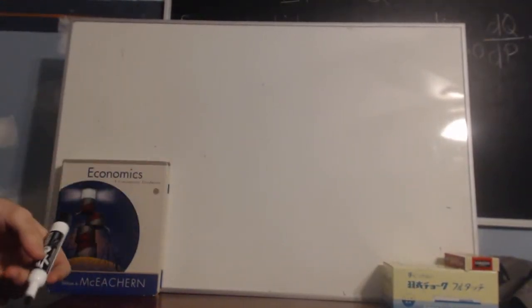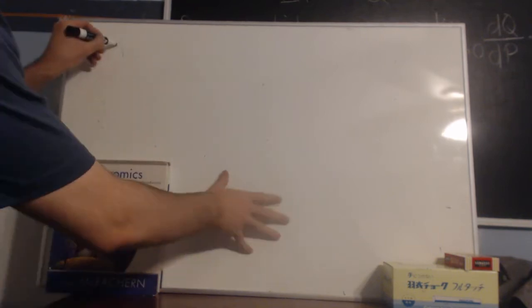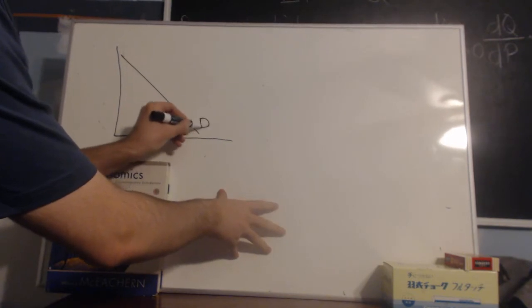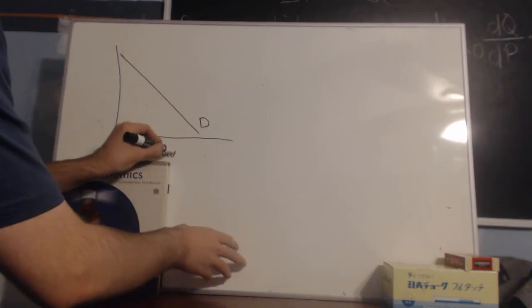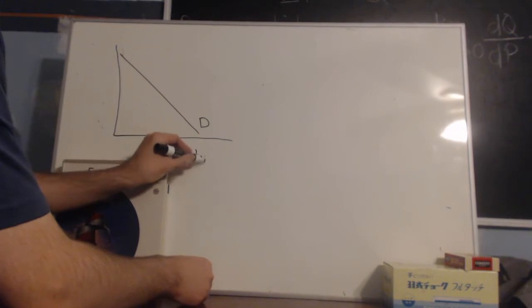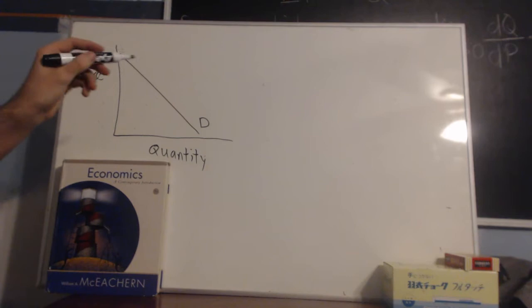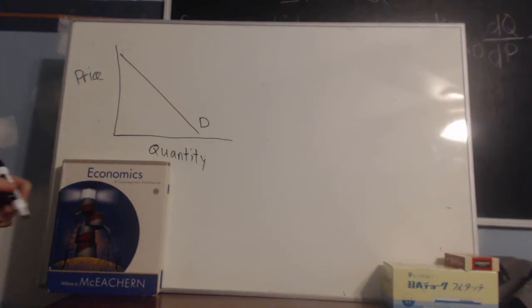So like I said, how are you going to measure elasticity? Well, I'll draw this mysterious looking graph. The axis is labeled quantity, and you probably didn't know that was coming. Price. So we've got our demand curve right here.